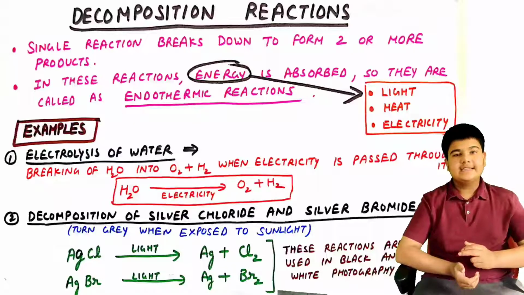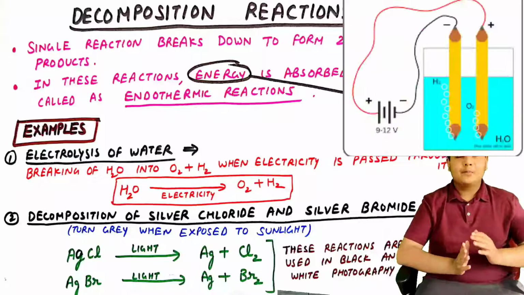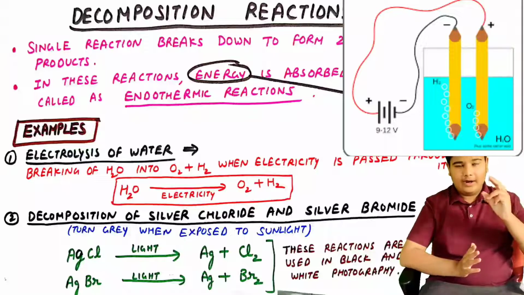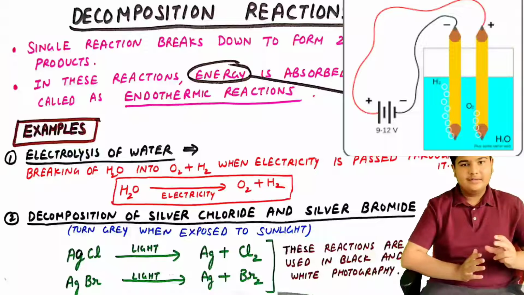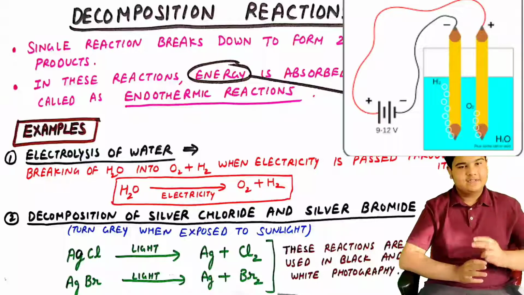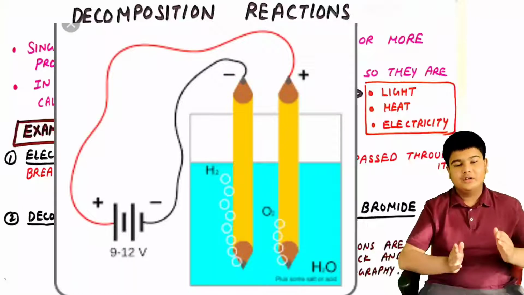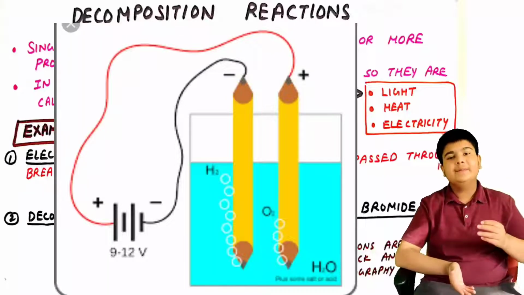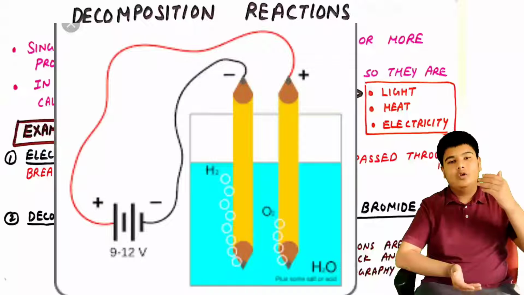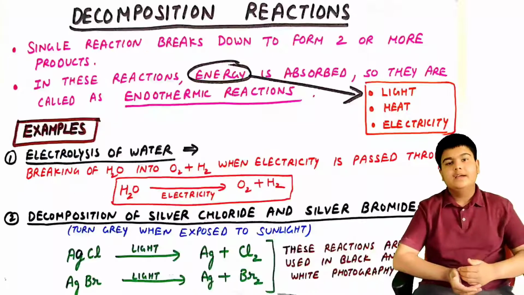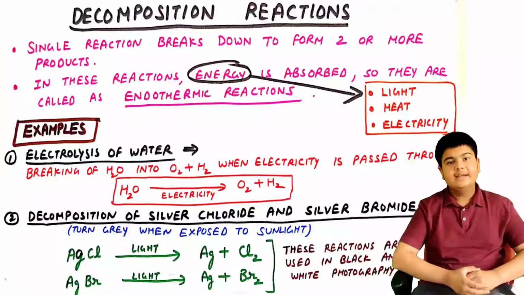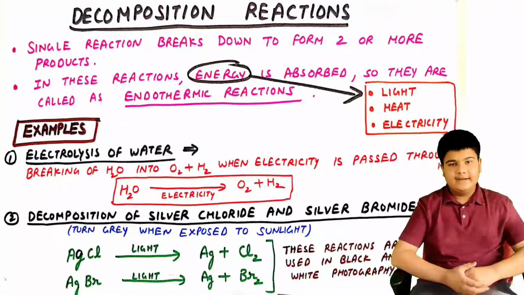This is a process in which water breaks down into its oxygen and hydrogen when electricity is passed through it. So if you keep water in a flask and then pass electricity through it, then it will break down into oxygen and hydrogen. Second, decomposition of silver chloride and silver bromide.